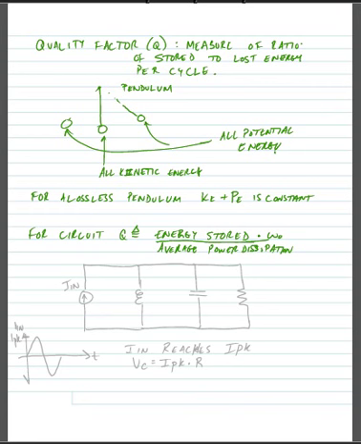Alright, so let's examine our parallel RLC circuit and see if we can figure out what the Q is equal to. Alright, here we have our input current source, and it's a sinusoidal current source. So if we looked at this versus time, we would see our input current source oscillating with an amplitude that we'll call I peak, IPK.